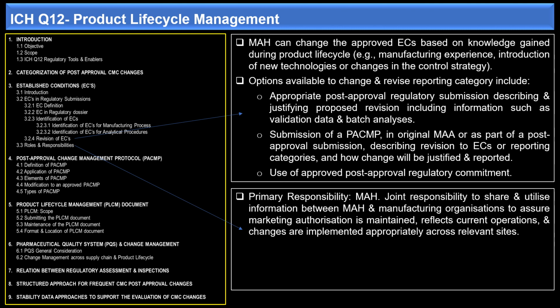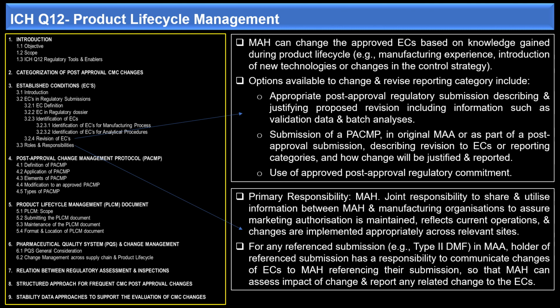And if we look at the roles and responsibilities, the primary responsibility is with the marketing authorization holder. However, there is a joint responsibility to share and utilize information between the MAH and the manufacturing organization to ensure marketing authorization is maintained. For any reference submission, for example, type 2 DMF, the holder of the reference submission has the responsibility to communicate the changes of ECs to the MAH.